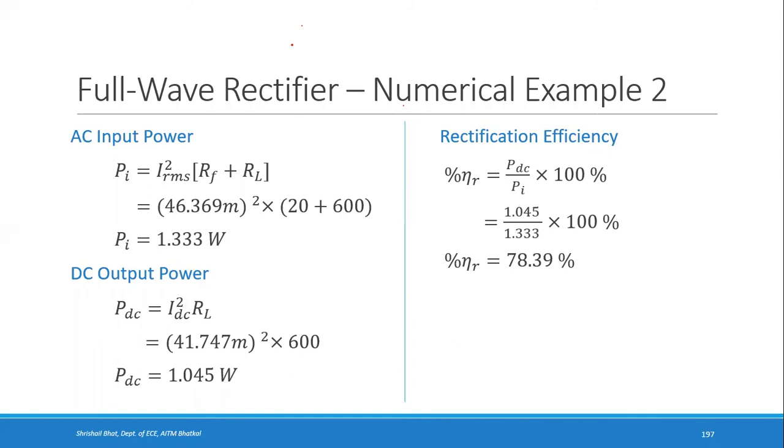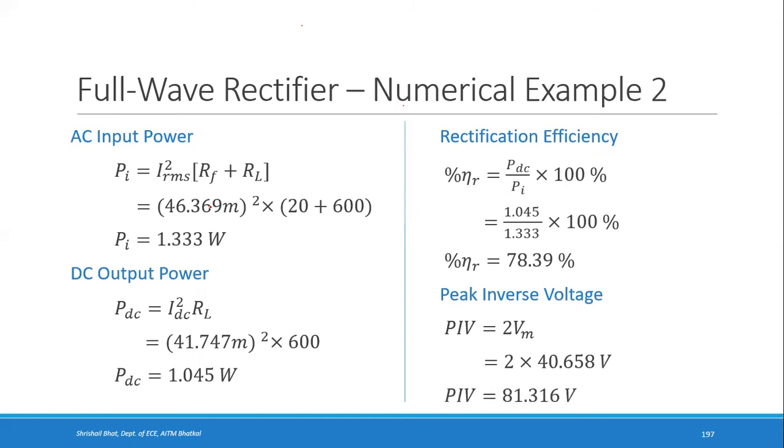78.39. So peak inverse voltage is also asked, right? What is peak inverse voltage? It is 2 times Vm. Here Vm you have found as 40.658. 2 times that, you will get 81.316. That is the peak inverse voltage. So this is how you can solve any given problem.